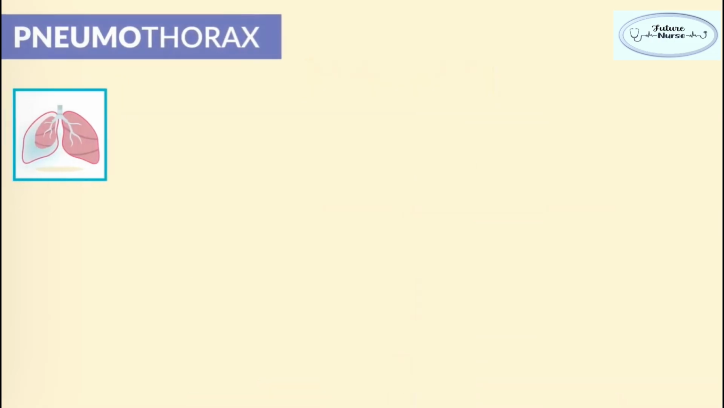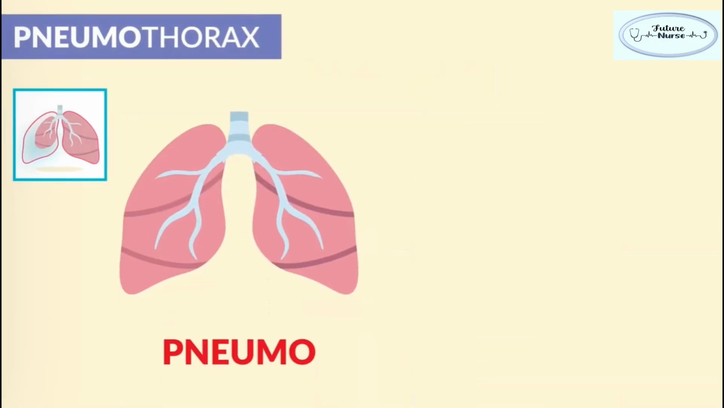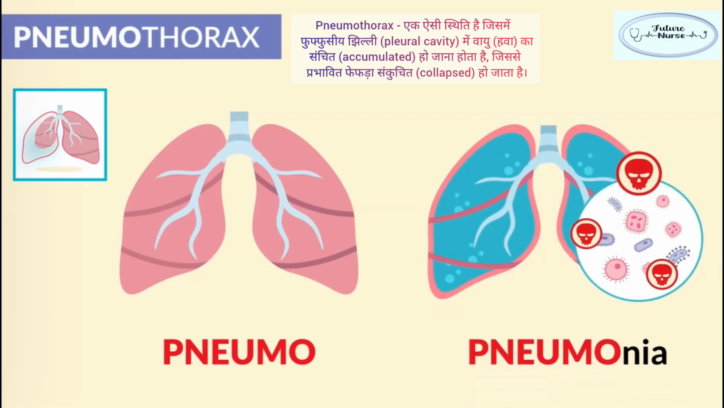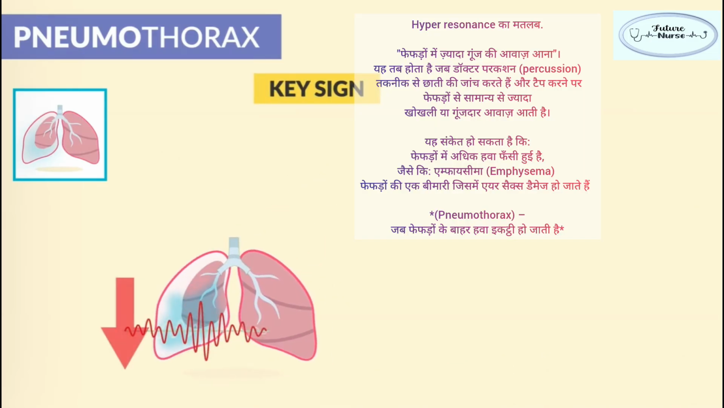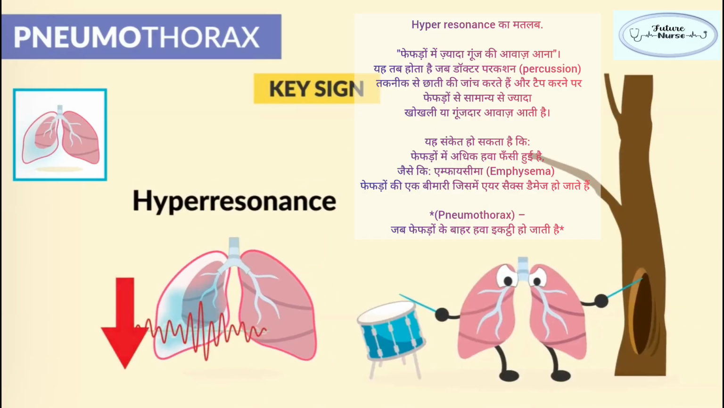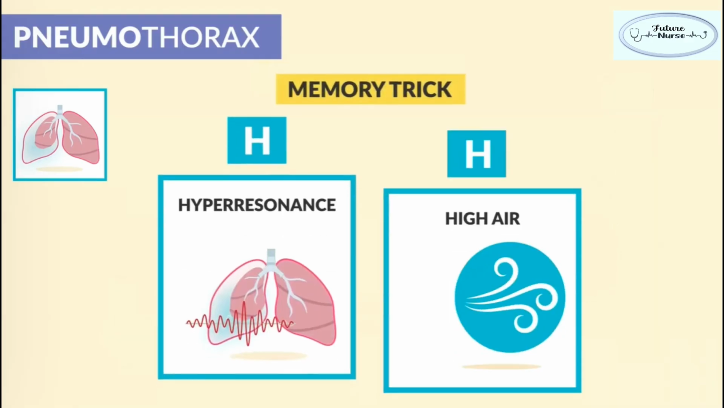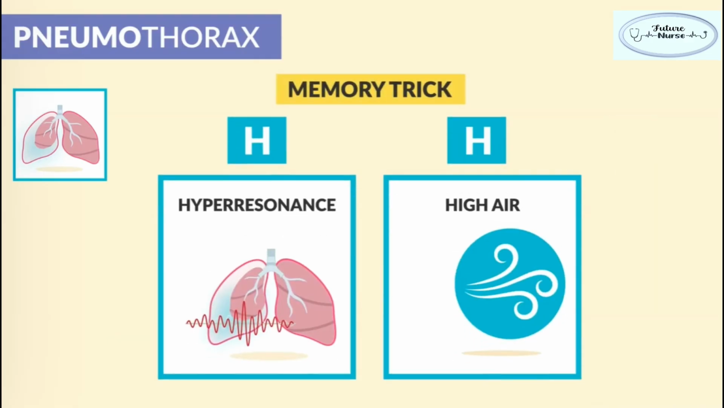Now for pneumothorax, pneumo, think lung, like pneumonia. The lung collapses due to air in the pleural space. Now the key sign here is hyperresonance, like tapping a hollow drum or a hollow tree. So the memory trick is the double H's. H for hyperresonance, just think H for high air.